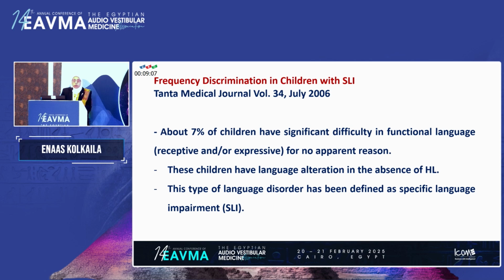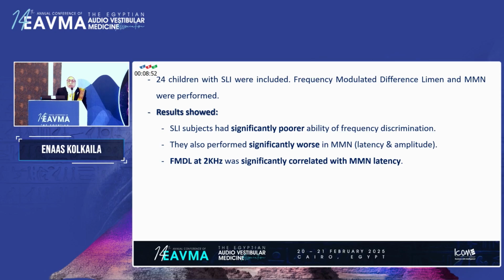As you all know, specific language impairment is a type of language disorder in which the children have significant difficulty in functional language, with no apparent reason and with normal hearing. In that study, 24 children with SLI were included, with a similar group of normal language developed children. They were all submitted to frequency modulated difference limen and mismatch negativity.